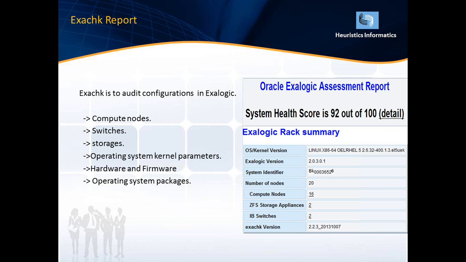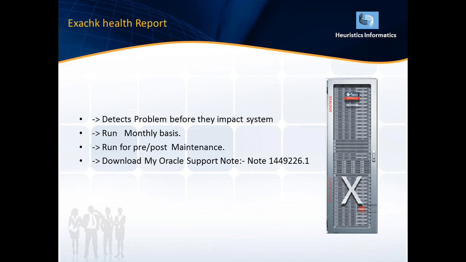So how can I specify that? How can I benchmark that my Elastic Cloud is running in the proper fashion and has all the availability to run properly? This health score will help us detect that the system is in a healthy condition, and it detects problems as per the Oracle My Oracle Support document note 144492226.1. We can check there how to execute this Exalogic health check report.